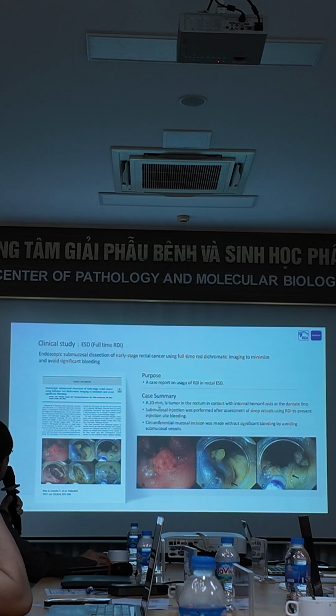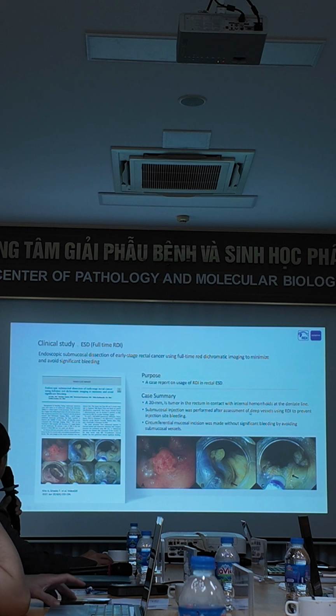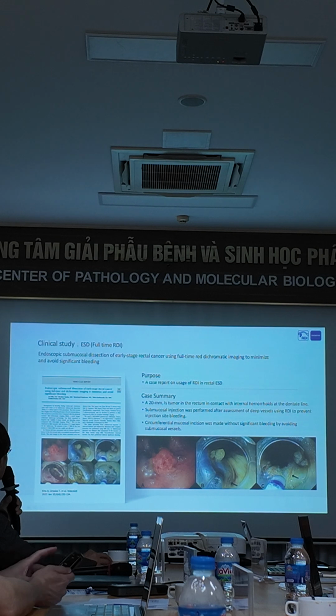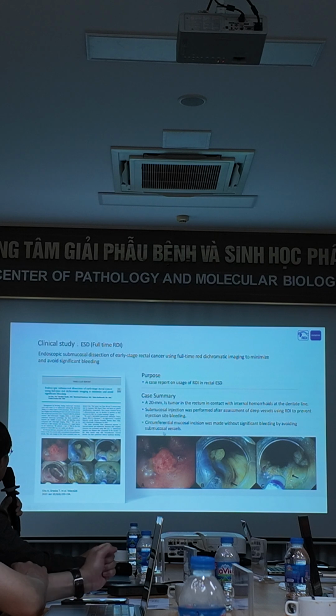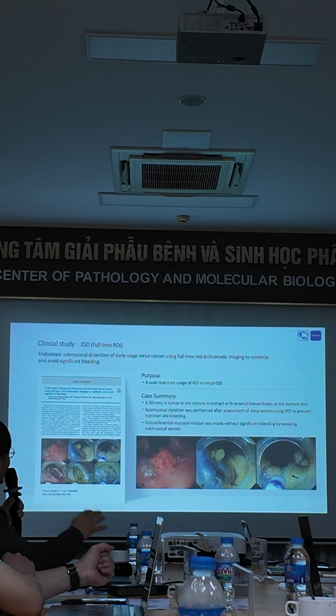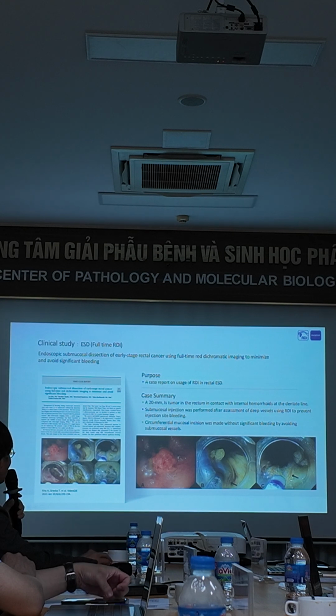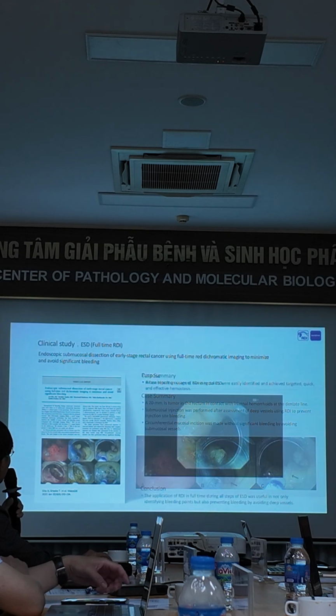So this is a 20 millimeter Is tumor in the rectum in contact with an internal hemorrhoid here. Submucosal injection was performed after assessment of deep vessels using RDI to prevent injection site bleeding. A circumferential mucosal incision was made without significant bleeding by avoiding submucosal vessels. Because RDI can visualize submucosal vessels more clearly, Olympus insists that it is very useful to predict the location of submucosal vessels like this.